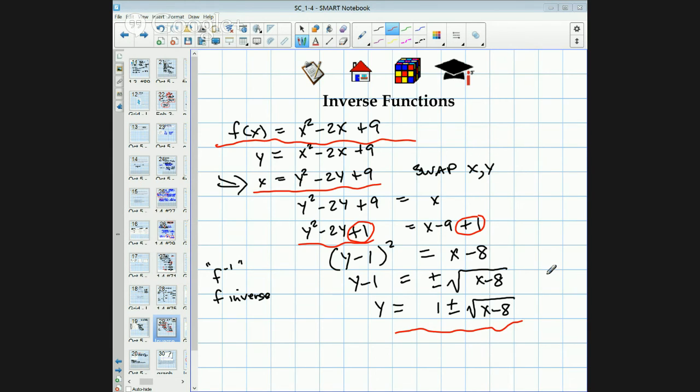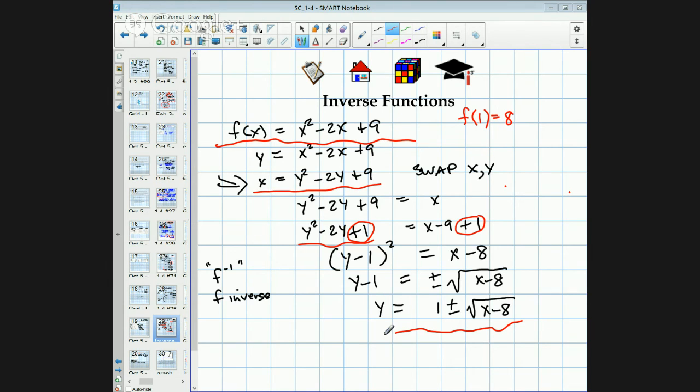So what the inverse of a function is, it'll literally go backwards. Let me show you what I mean. In this problem, what's f of 1? If you go back up here, plug it in, 1 squared is 1. 1 minus 2 would be negative 1, and negative 1 plus 9. Does everybody see f of 1 is 8?